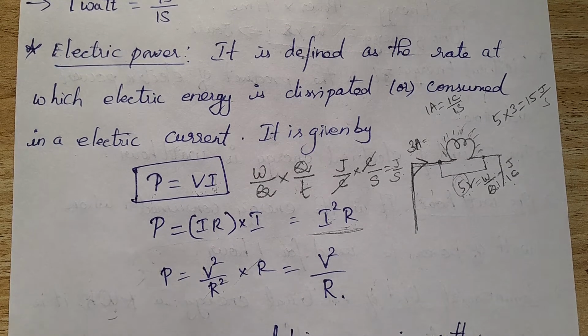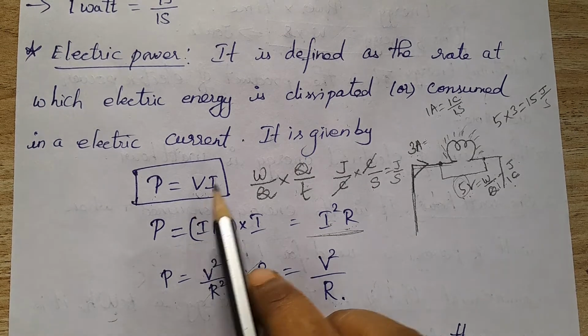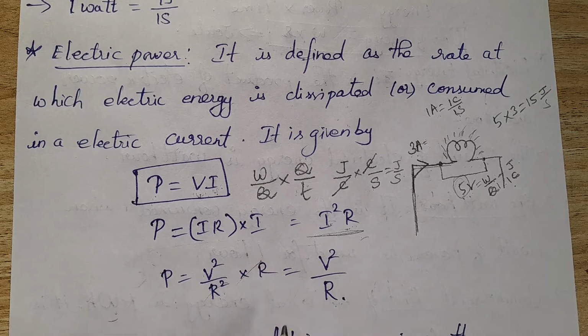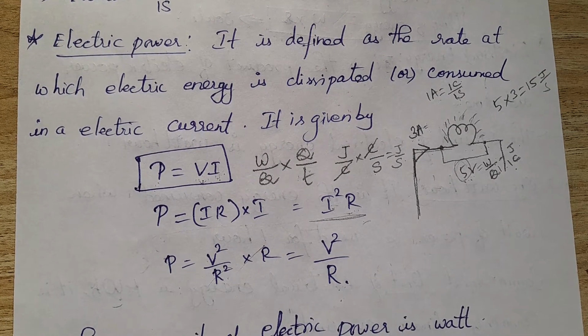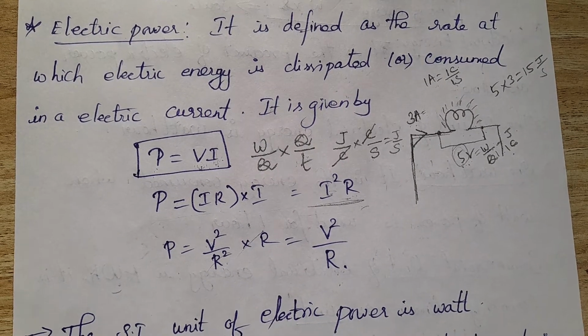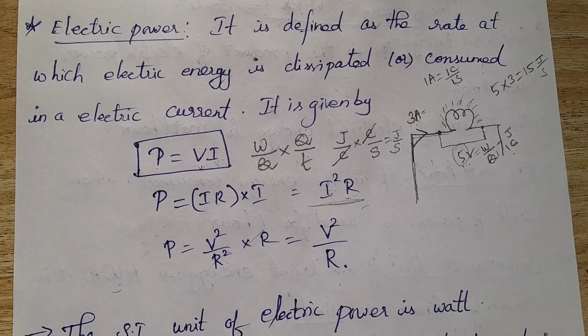So whatever values they give in the numericals, based on that you can go for any of these 3 formulas. V and I given means you can go by this, I and R given means you can go by this, and V and R given means you can go by this formula. So the SI unit of electric power is watt, joules per second.